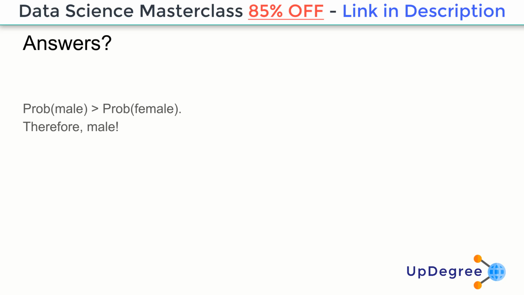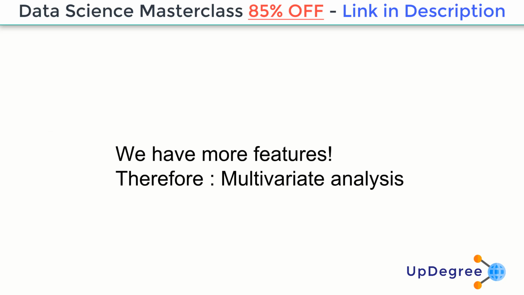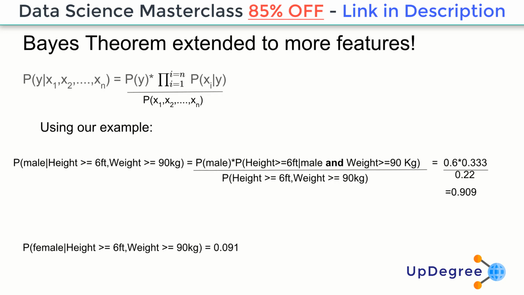But wait, we have more values, right? We also have the feature weight. So if we use that, how will our answer change? How will our analysis change? Will anything change at all? Let's see. When we used only one feature, that is when you used only the height, it's called univariate analysis. Now we also want to use the weight. So we want multiple features, and such analysis is called multivariate analysis.